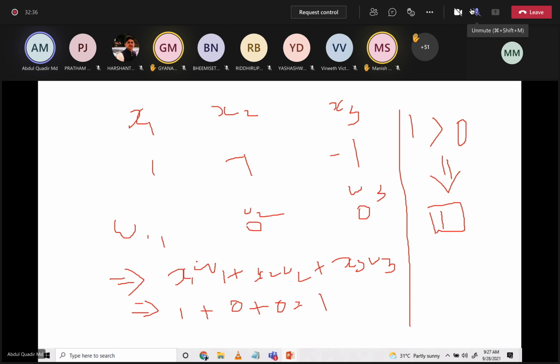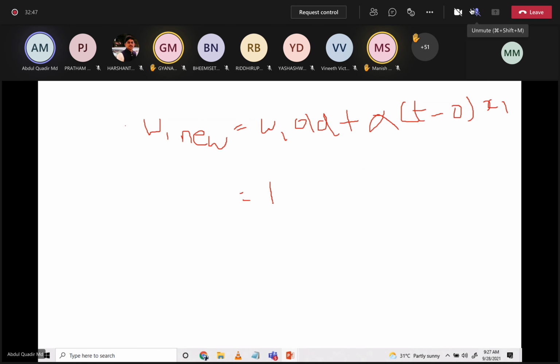Now what is W1 old, students? W1 old is 1. Let us consider alpha for the entire problem as 1. Alpha is the learning rate, and it can fluctuate between 0.1 to 1. For this particular problem, we are setting the alpha as 1.